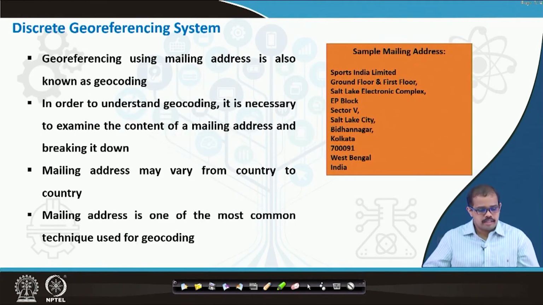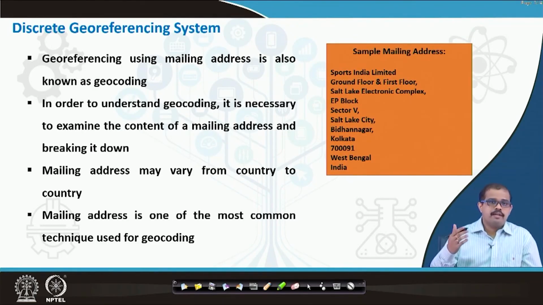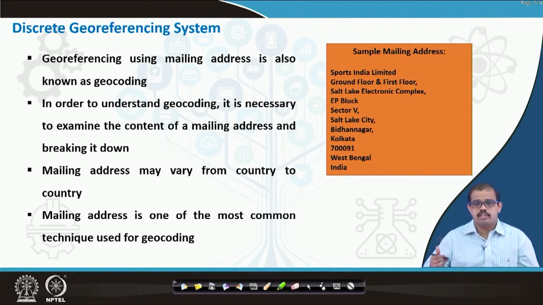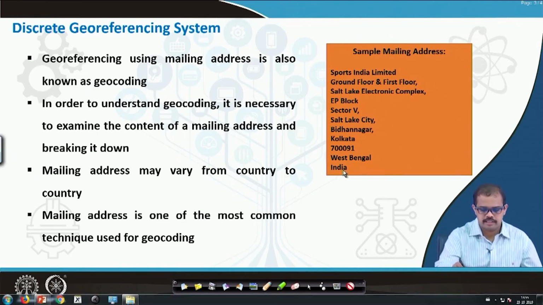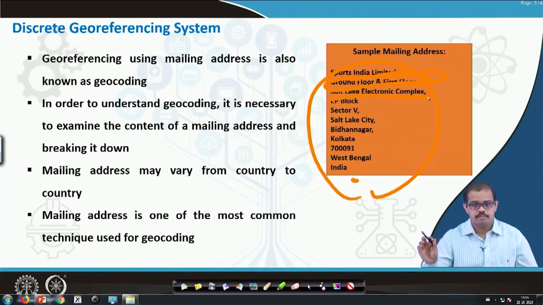When you look at discrete georeferencing, for example, if you are georeferencing your mailing address, it is also called geocoding. You are coding your point on the earth surface using a mailing address. So it's called geocoding. For example, there is a sample mailing address shown here. It's Sports India Limited, you have a ground floor. This is all the attribute information that you have. But when you look at Salt Lake Electronic Complex, that is where a particular position is.